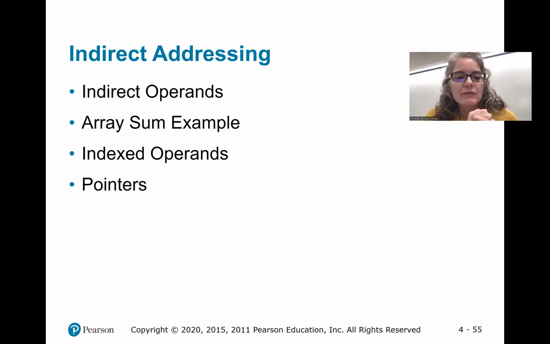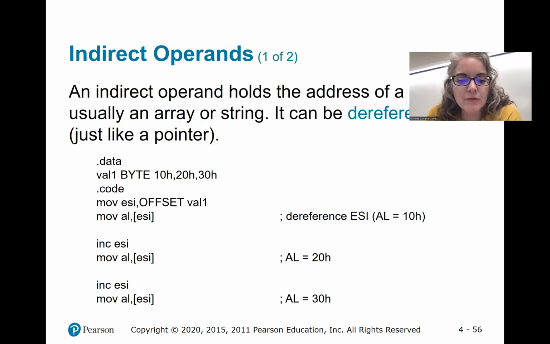So indirect addressing, we have indirect operands. We're going to look at array sum example, index, operators, and pointers. So we're going to look at how arrays work with assembly language. And what we're looking at today is how arrays work in other languages like C++ and Java, but we don't typically get to do all this. High-level languages will do a lot of this for us. But it helps you understand how arrays work a little bit better in other languages.